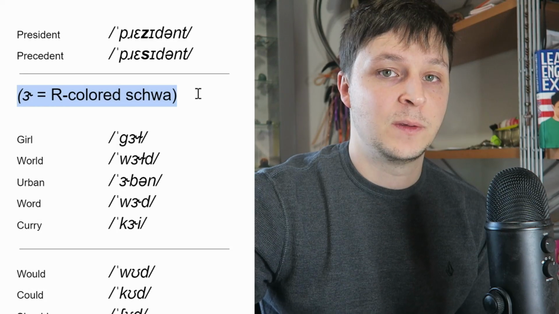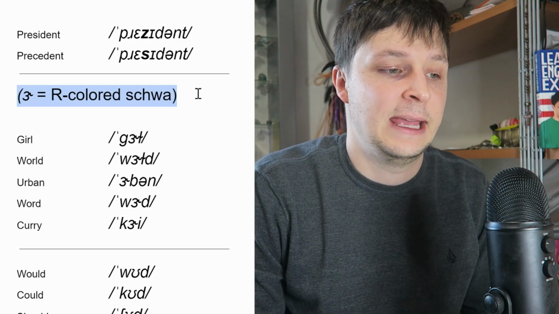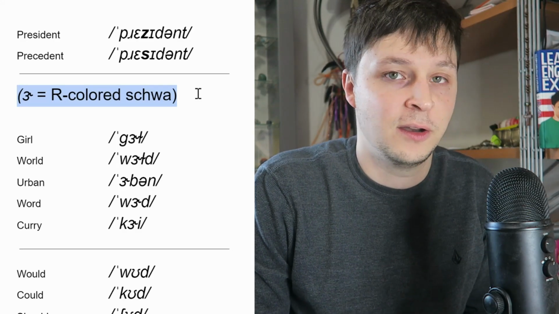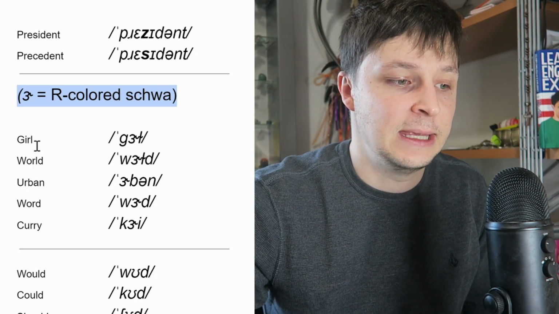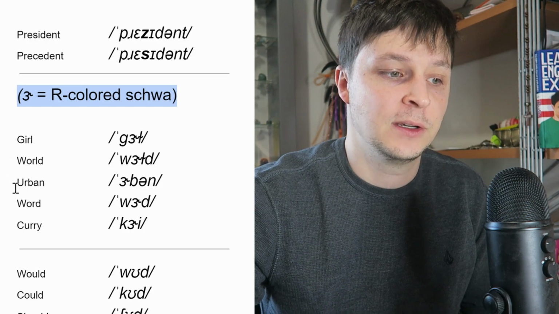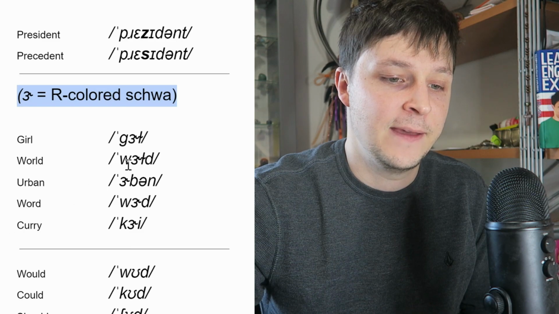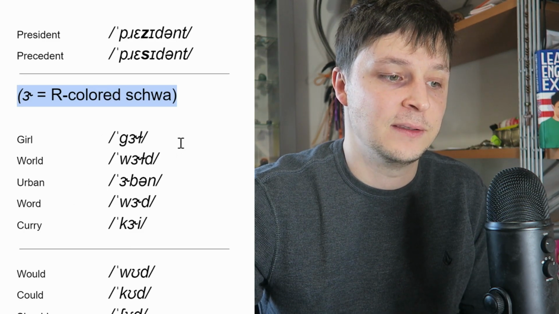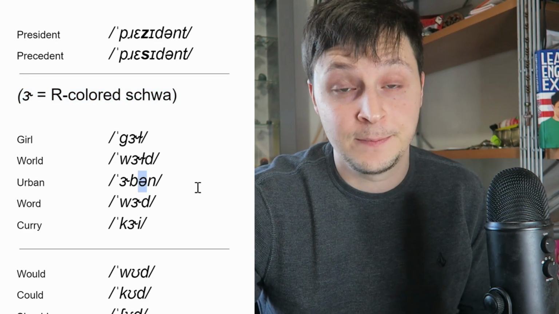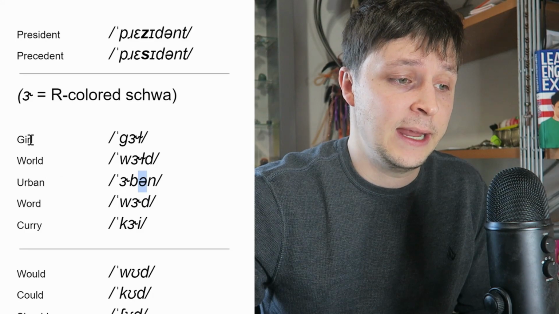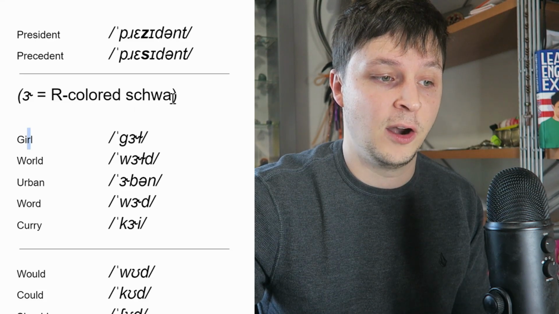So next I want to go to something very tricky because in Italian there's definitely nothing similar to this, and it's called an R-colored vowel or an R-colored schwa. So if we take a look at these words such as girl, world, urban, word, curry, the weird thing is if you look at the IPA here, there's not one recognizable vowel other than the schwa found in urban. And that's because sometimes when an R is following another vowel, it becomes this R-colored schwa.